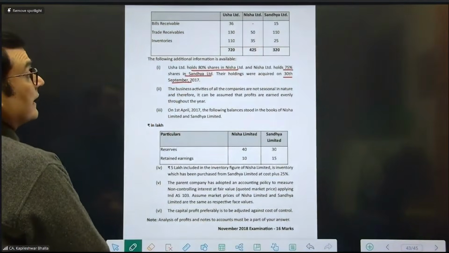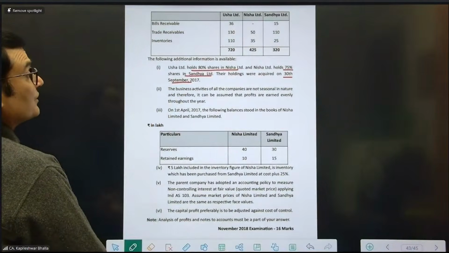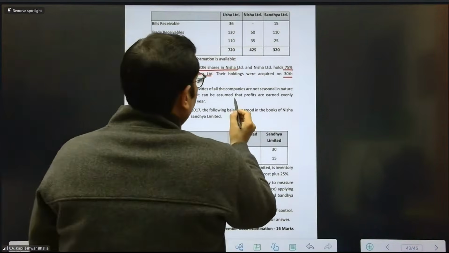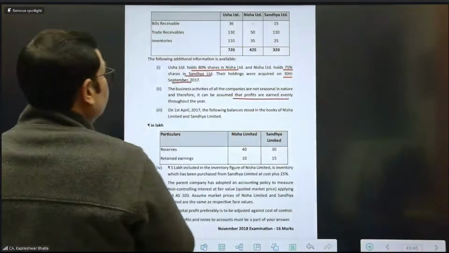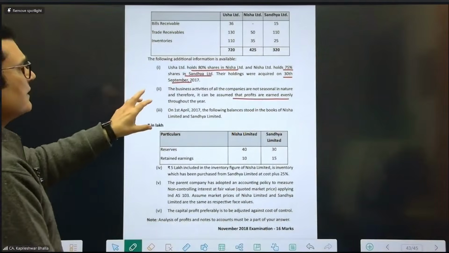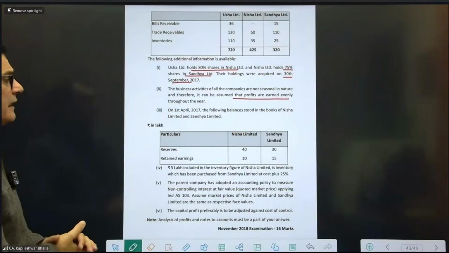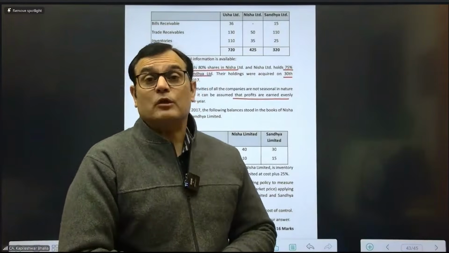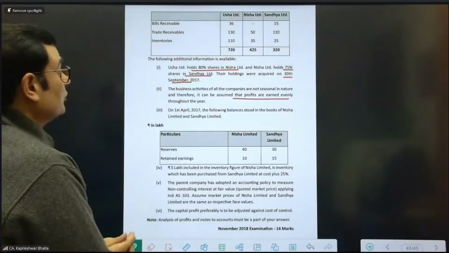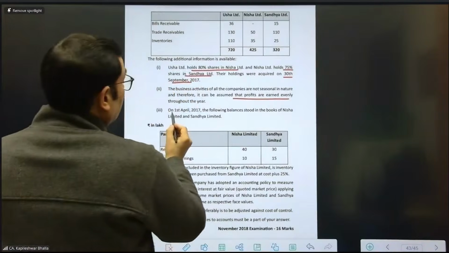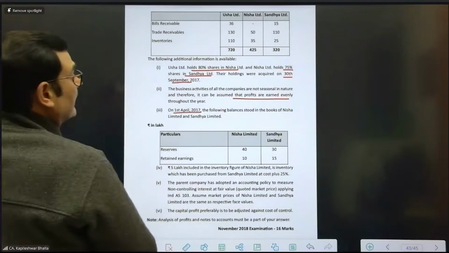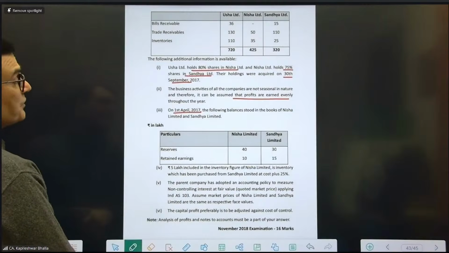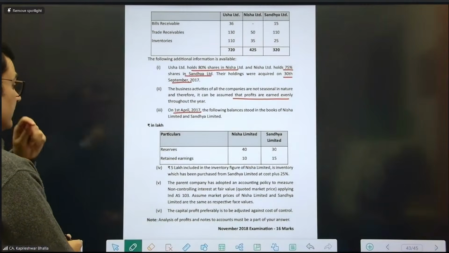Then it says the business activities of all the companies are not seasonal in nature, and you can assume that profits are earned evenly throughout the year. I think this assumption goes even if the question is silent. We'll always safely assume that if the question is silent, the profits are always earned uniformly over the period. On 1st April 17, at the beginning of the year, the balances in the books of Nisha and Sandhya are given.